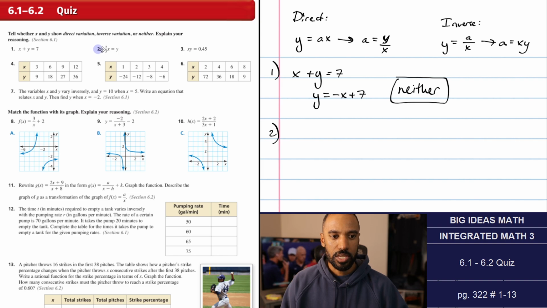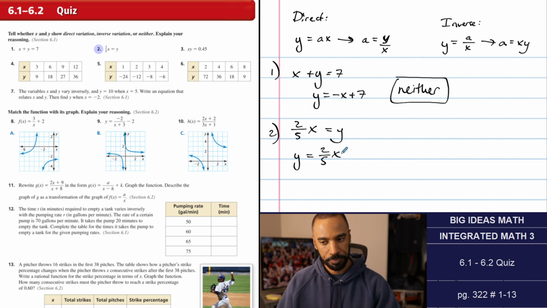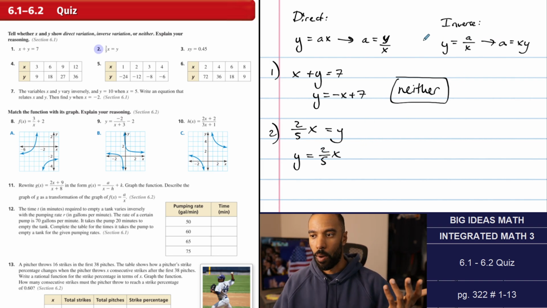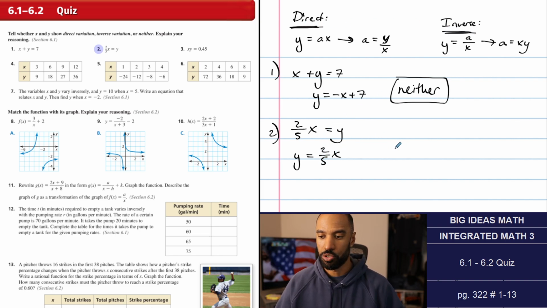Number 2 says 2/5 x equals y. Isn't that just another way of saying y equals 2/5 x? I do believe so. So as we rewrite it, where it says y equals 2/5 x, this is indeed in the form y equals a times x. This is a direct variation setup where a, your constant of variation, is 2/5. So this is direct variation. It is in that form.